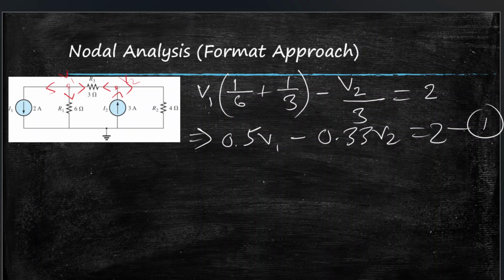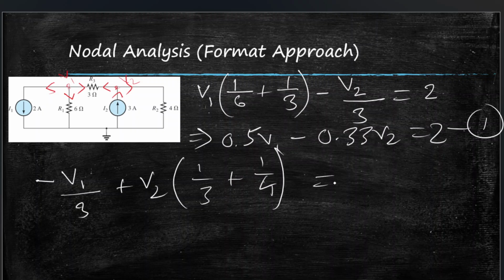Now let's go to the second node for equation 2. Again the same way, but we'll bring V1 to the front with a negative sign, just as in mesh analysis. So V1 over R3, because that's the only one between V1 and V2, so 3 ohms. Now plus V2, open bracket, and all the resistors, so 1 over 3 plus 1 over 4 from R2, equal to all the sources connected to V2, which is just 3 amperes.